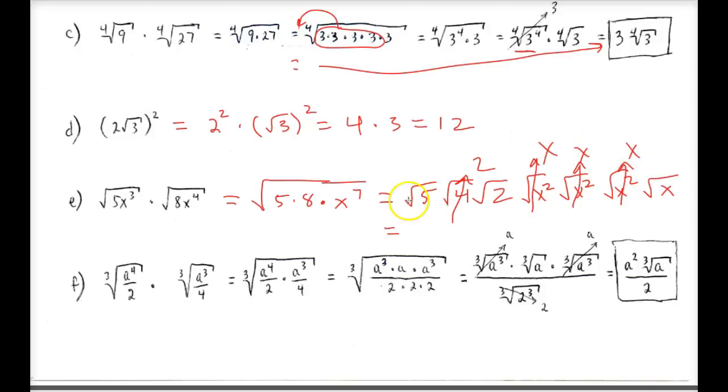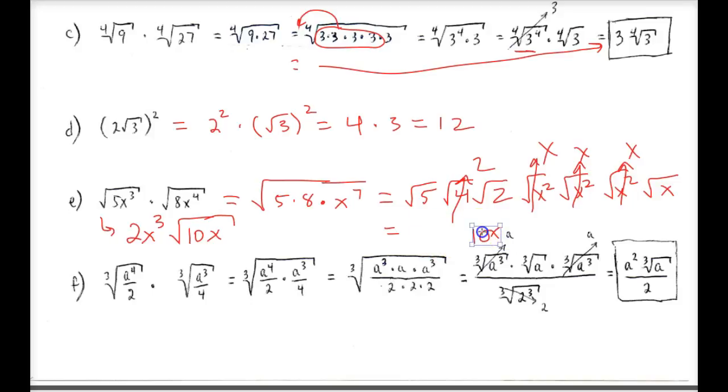So on the outside of the radical, we have 2 times x times x times x, which is 2x cubed. And on the inside, we have 5, 2, and x. And that would just end up being 10x once we do all of that. So the final answer to E would just be 2x cubed times the square root of 10x. Okay.